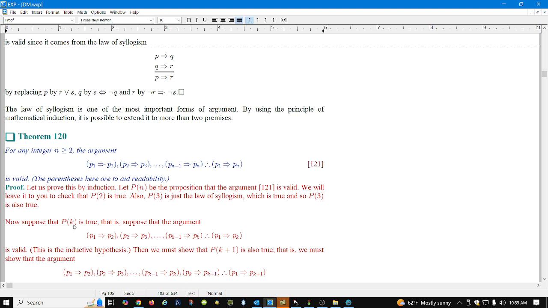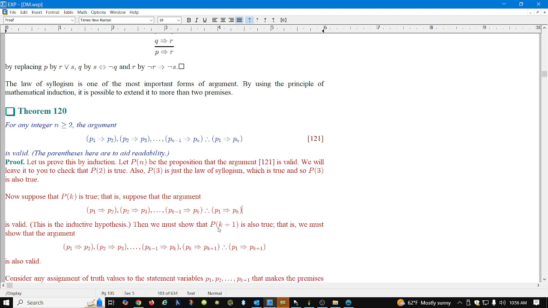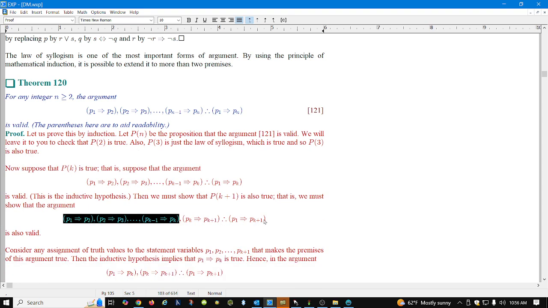Now for the inductive hypothesis, we can suppose that P of k is true, so this argument is valid. We have to show that P of k plus 1 is true, that is, we have to show that this argument is valid. I've reproduced the hypotheses here from the inductive hypothesis, and added the next hypothesis. And this then becomes the conclusion.